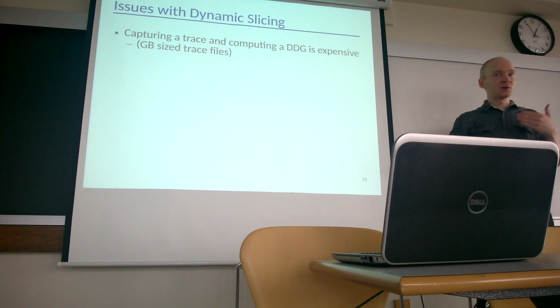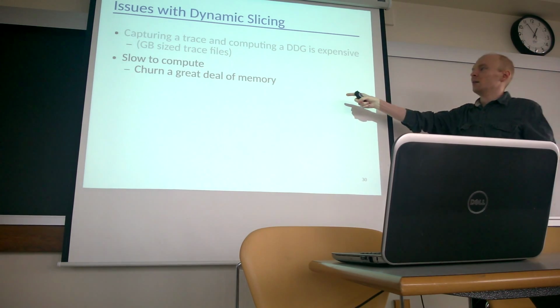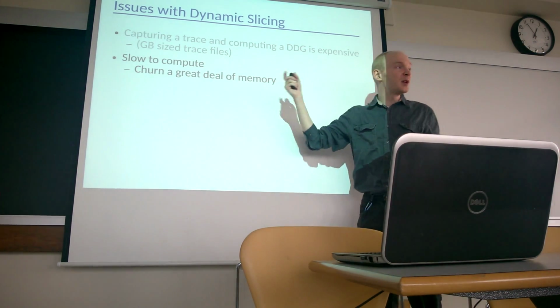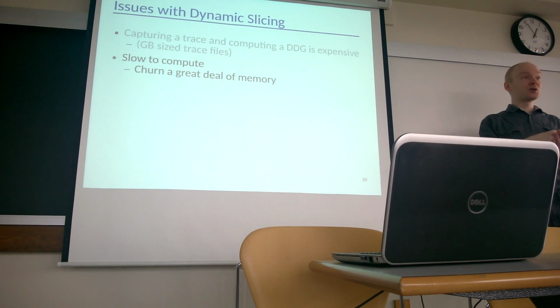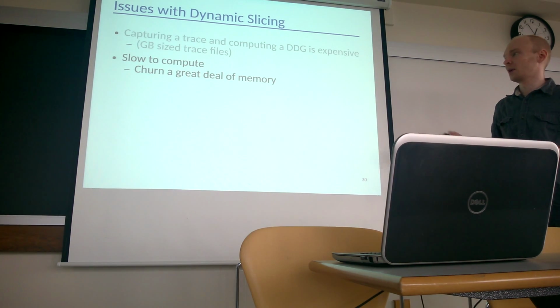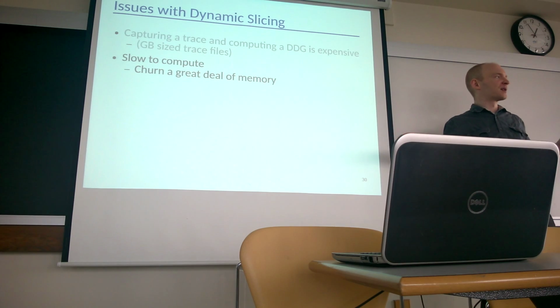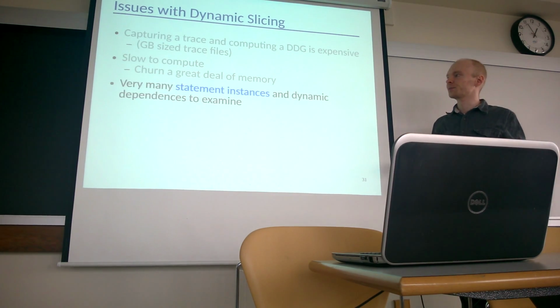If you're capturing a trace of a modern program, that's easily gigabytes, right? It's a lot of information. They can also be slow to compute. This is because you churn a great deal of memory as you do this transitive closure over a graph that is gigabytes large. So this is expensive, or traditionally expensive. There are more ways around that, but it's traditionally tough.